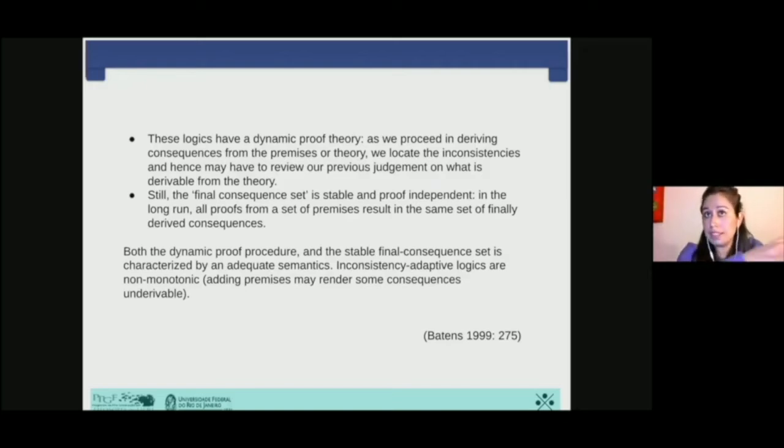So this is exactly the belief revision type of mechanism that we wanted to be reconstructed by the theory. Still, the final consequence set is stable and proof independent. In the long run, all proofs from a set of premises result in the same set of finally derived consequences. And this is something that we also wanted because we didn't want to give an explanation of our psychology, but how our reasoning is reliable as well.